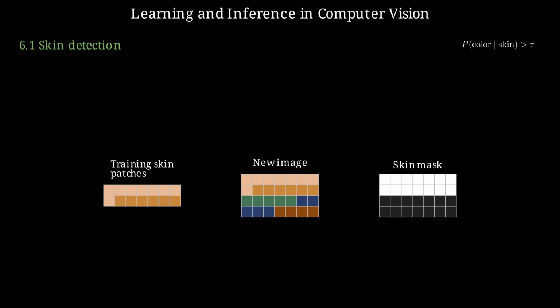The discriminative alternative labels skin and non-skin pixels in training images and learns a classifier, logistic regression, a shallow net, or a random forest on color and texture features. It can learn irregular decision boundaries that Gaussians miss, exploiting spatial context if features include neighborhoods. But it cannot sample plausible skin colors, nor flag colors that are unlikely under any training distribution. Production systems often cascade, fast generative color filter, then a discriminative convnet on candidate regions for precision.